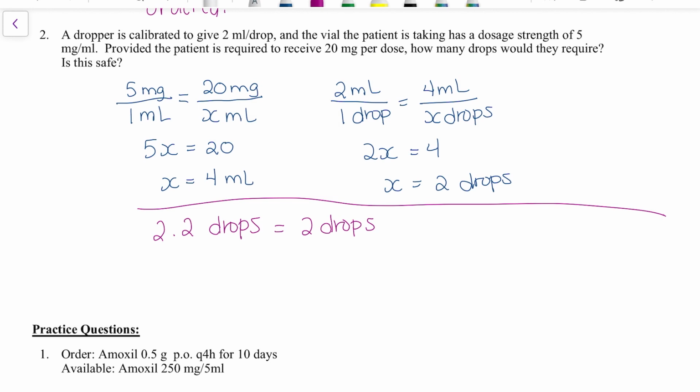And then you would look at that 10% variation. So you would go, okay, so 2 drops times 2 milliliters a drop is going to give you 4 milliliters. 4 milliliters times 5 milligrams a milliliter gives you 20 milligrams. And then you would look at what was ordered and if that was within 10%.